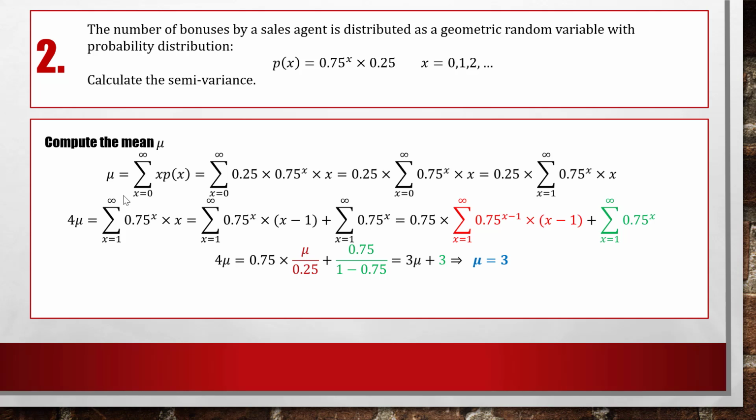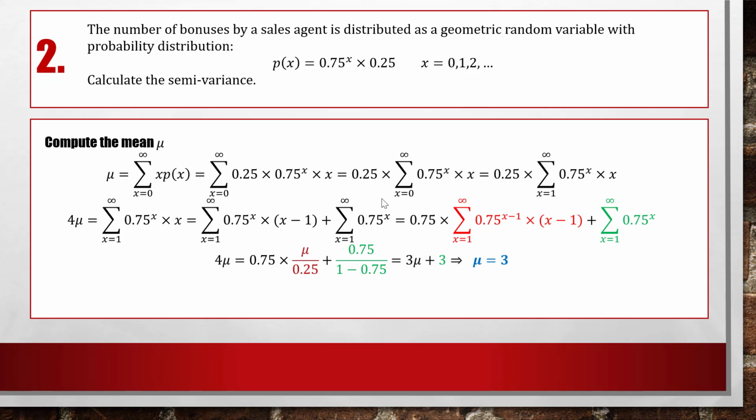So I must separate them into two different summations. And I take x here to be equal to x minus 1 plus 1. Then use the distributive law to separate the summation into two summations. So I have here two summations. The first summation is x from 1 to infinity of 0.75 to the x times x minus 1, plus the summation of 0.75 to the x, where x goes from 1 to infinity. And don't worry, the second summation is a basic summation, right? This is a basic summation whose value we can find easily.